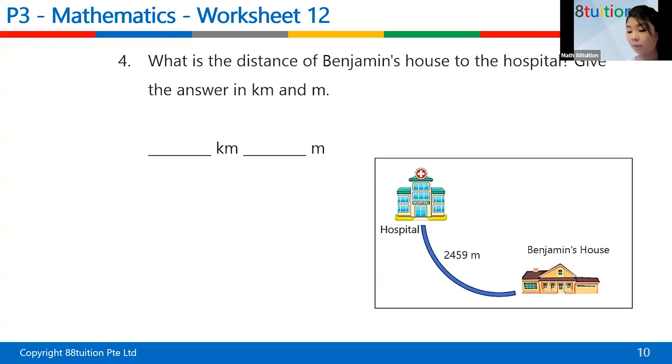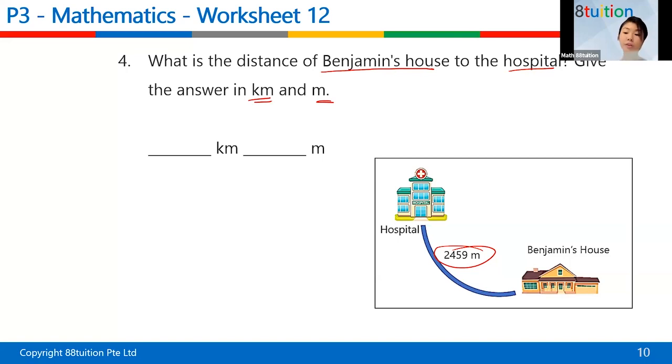All right, now let's look at this question. What is the distance between Benjamin's house to the hospital? Take note, my answers need to be in kilometers and meters. So look at the picture. From Benjamin's house to the hospital, you see that it is simply 2,459 meters. So you don't need to do any addition or subtraction.